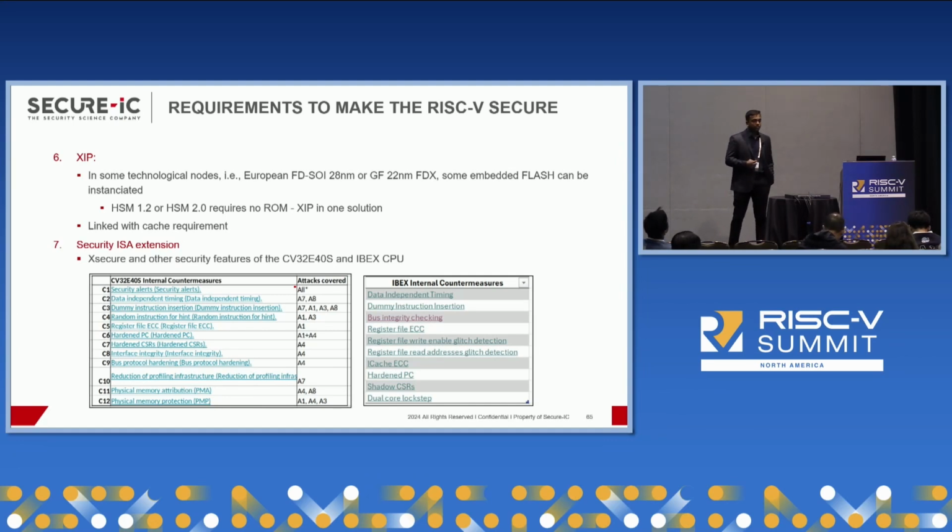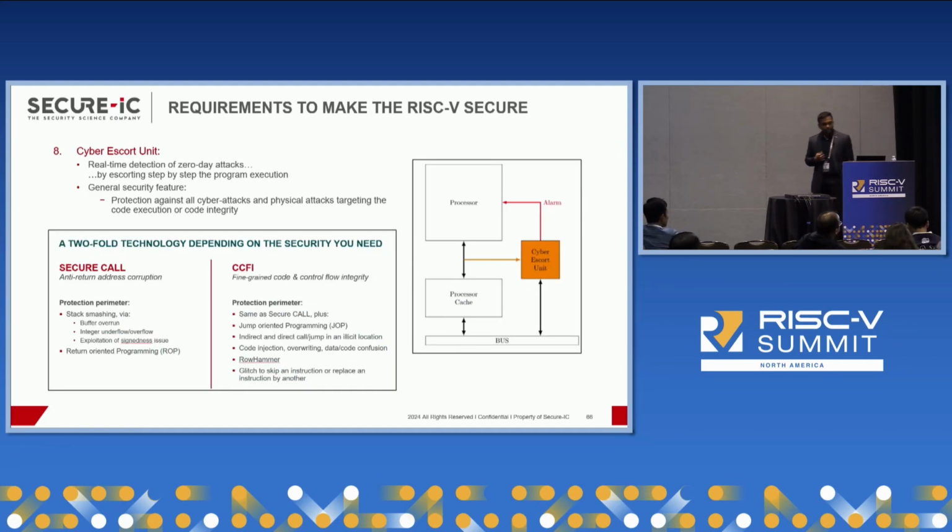And the other one is security ISA extensions. There are standard ISA extensions available. We've given you examples of the CV32 and the IBEX series. These are good countermeasures, good preventive measures to take in order to make your CPU more secure. And last but not the least, the Cyber Escort Unit. As I mentioned, this is an IP that SecureIC licenses, and it's highlighted in orange. And as you see, the goal of the Cyber Escort Unit is basically to make sure that the processor is functioning as expected. And how does it do it?